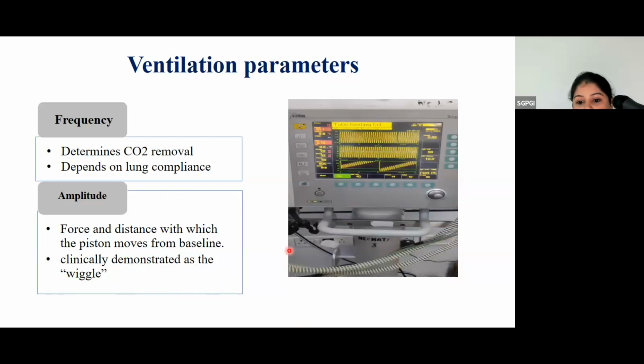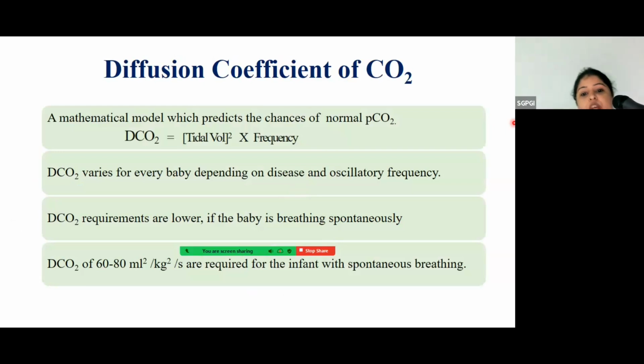The diffusion coefficient of carbon dioxide is another parameter in this ventilator, and it is the product of the square of tidal volume and frequency. So it predicts the chances of normal carbon dioxide levels, and it is important to monitor the trend of the diffusion coefficient of carbon dioxide during ventilation. This is to prevent excessive CO2 washout, which may be harmful for preterm babies. It varies depending upon the disease etiology and the compliance of the lungs, and the requirements are lower if the baby is breathing spontaneously.